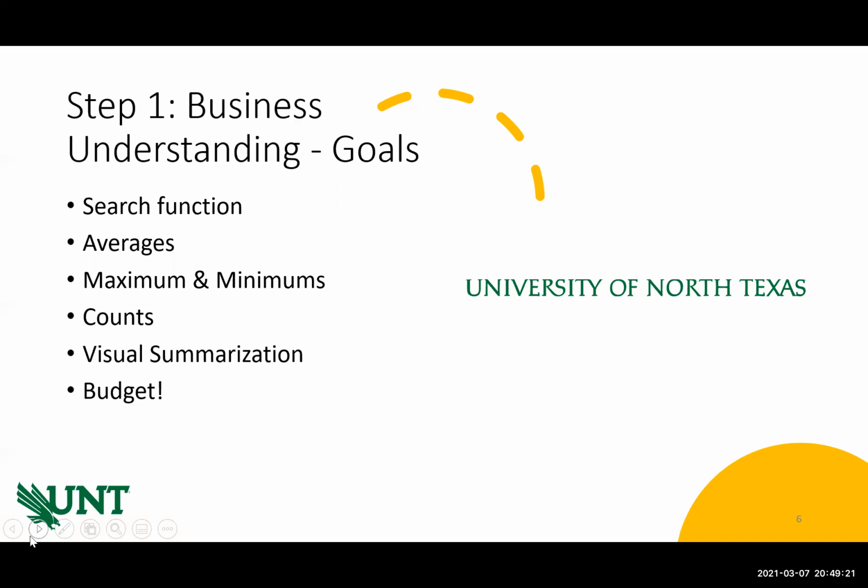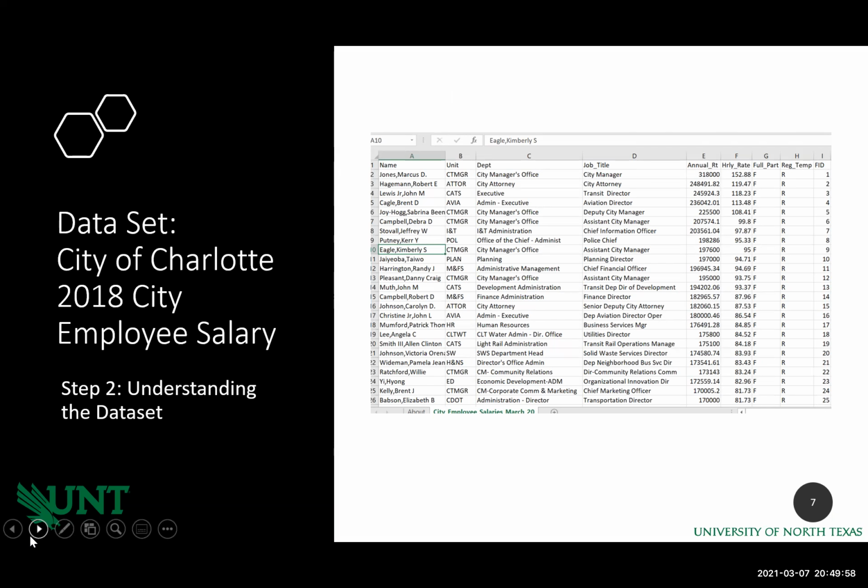Now, the second step in the cross-industry standard process for data mining model is understanding the data set. So the data that was provided is pretty standard. It includes the name, the unit, the department within the unit, the job title, the annual and hourly rate, full-time versus part-time, regular versus temp, and the FID number. And there is no function to it. It's just raw data.